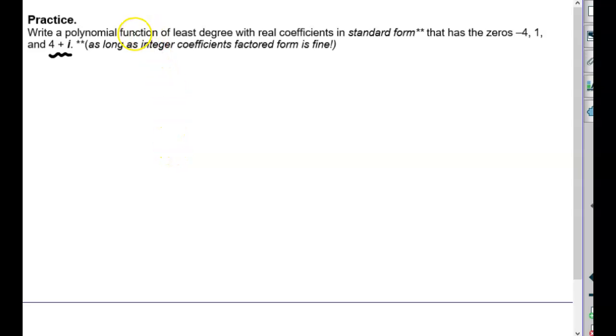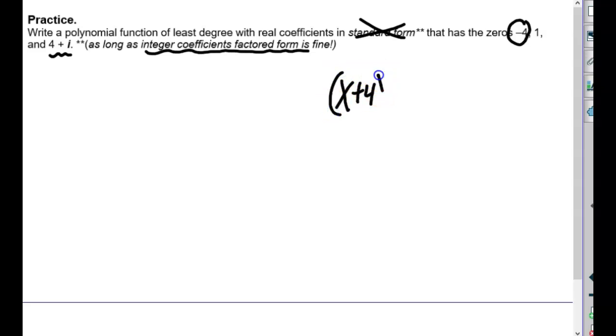All right, it says to write a polynomial of least degree that has only real coefficients. It says in standard form, but we're going to instead do, as long as it has integer coefficients, the factored form is fine. That means I can't have any i's in my answer, but I don't have to FOIL it all out. All right, if there's a 0 at -4, tell me a factor. X plus 4. Okay, if there's a 0 at 1, tell me a factor. X minus 1.